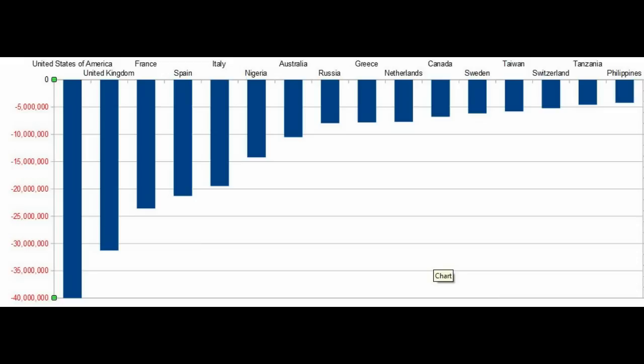That's pretty much the Allied powers: the US, UK, France, Spain, Italy, Australia, and you've got Russia there, I guess. No, they were allied, sure. Canada, Sweden, Switzerland stays out of everything, but you get the idea. Mostly European countries. Yeah, so these are the population losses.